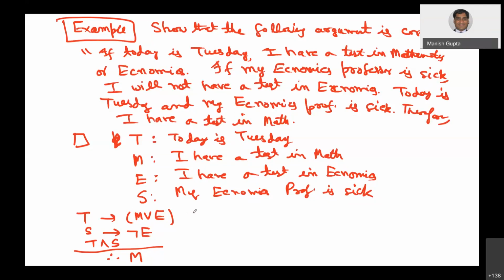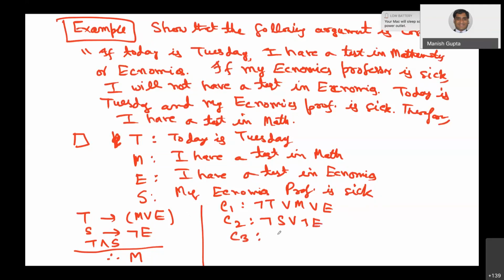We start putting into the clause form. So the first clause is C1, negation of T, join M, join E. C2, negation of S, join negation of E. C3, T. C4, S, and C5, negation of M, the negation of the conclusion. Okay, that's what I said to you. So we start putting into clause form, and then we add the negation of the conclusion. Now from this sequence, if the empty clause can be derived, the argument is valid.